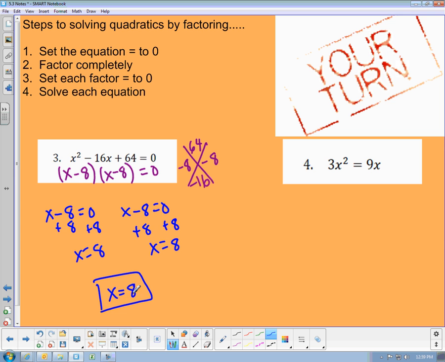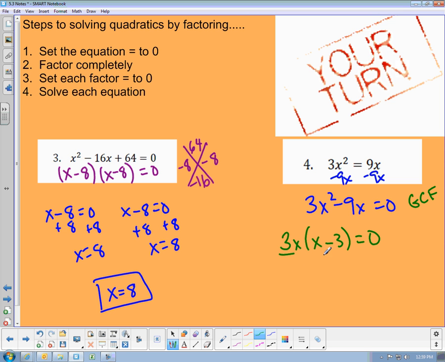Let's do one more together here today. I'm going to have 3x squared. I need to subtract the 9x over. So minus 9x is equal to 0. And I'm back to something that has only two terms, so I'm back to needing to factor using the GCF. So since there's only two terms, I'm going to take out the GCF, which in this case would be 3x. That leaves me with x minus 3.